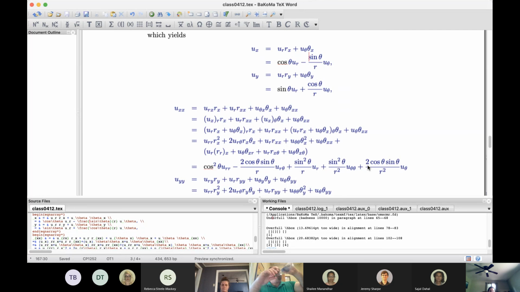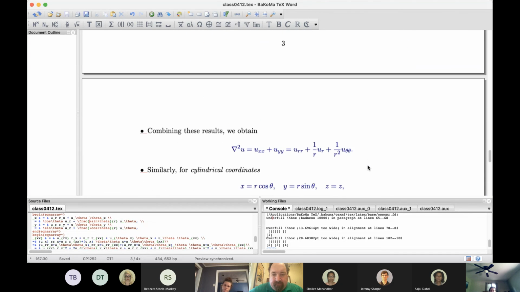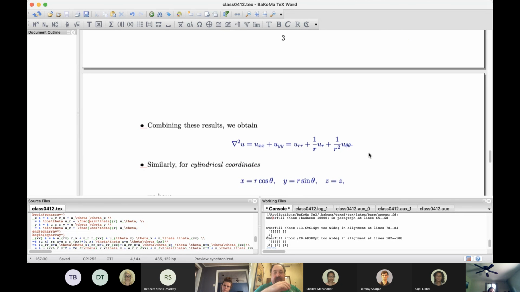Okay, so that Laplacian you see in polar coordinates, this is what we'll be working with going forward. Because of the domains we'll be considering for our PDEs, Laplace's equation on a disk or an annulus, polar coordinates are more convenient.